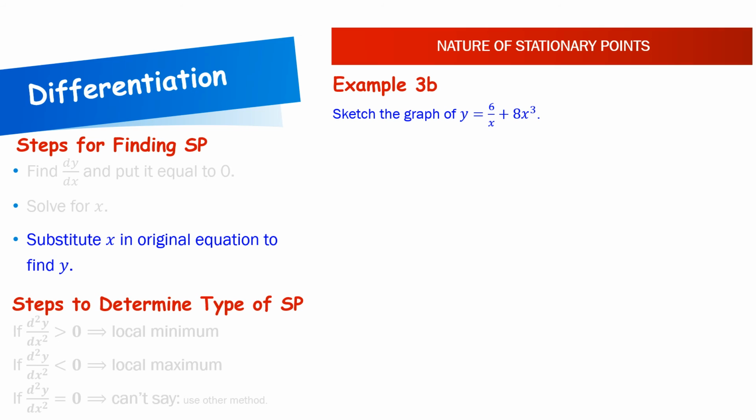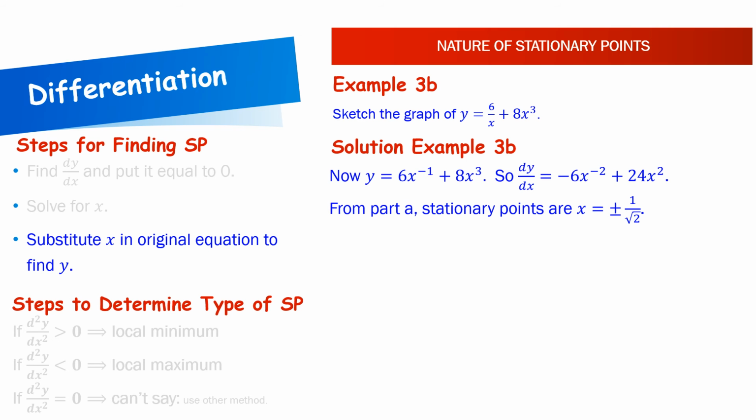Now let's sketch the graph of y equals 6 over x plus 8x cubed. So here is the key information from part A. When x equals 1 over root 2, substituting this into the equation for y gives us that y equals 6 root 2 plus 8 over root 2 cubed. And tidying up gives us that y equals 8 root 2 at this point.